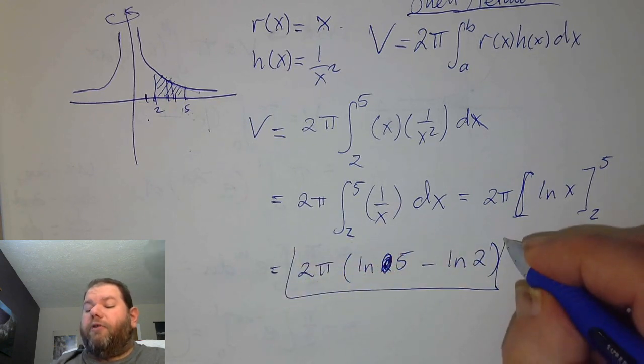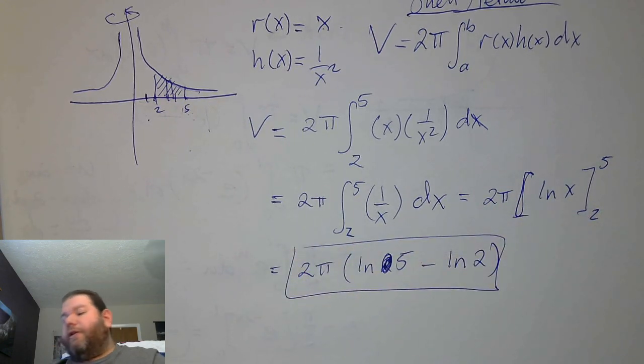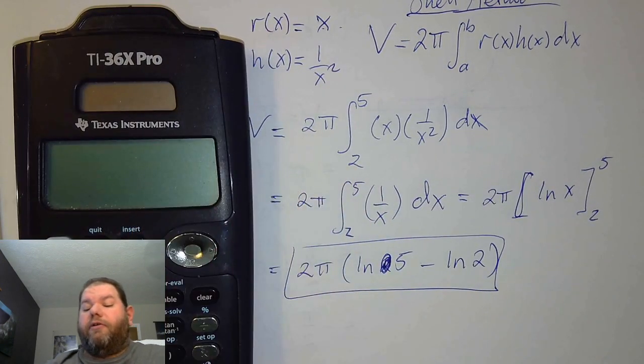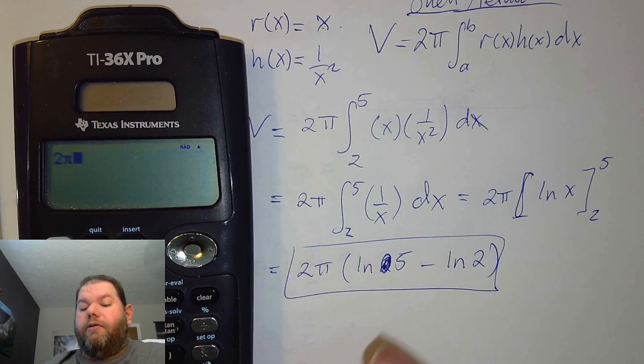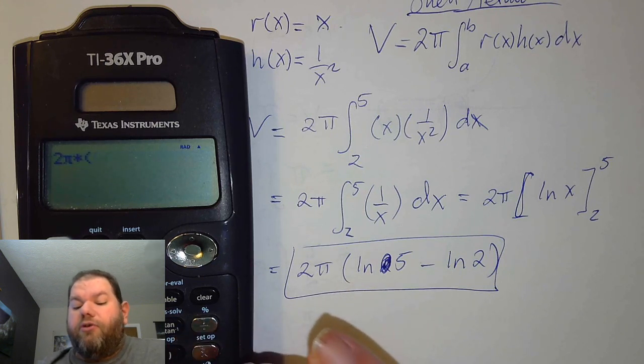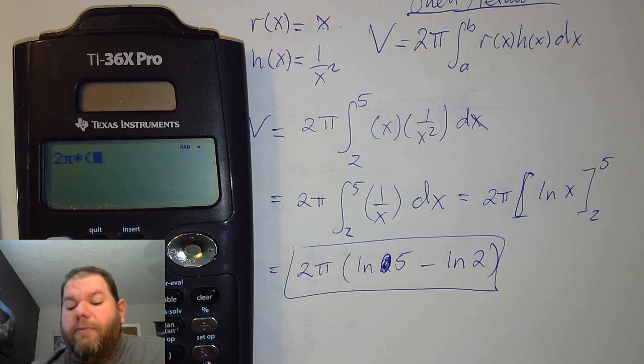And again, we could probably leave our answer just like that, or if we prefer, we could approximate it on the calculator. So that would be 2 pi times natural log.